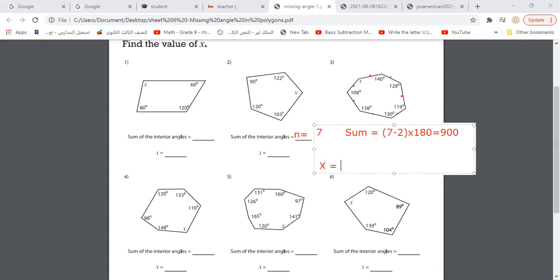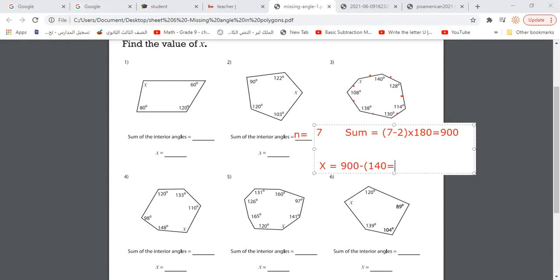How will we find the value of x? How will we find the value of x now? The total number of all angles equals how many? We add all the angles. Okay, the total of all the angles in the polygon was 900, right? We will put the total number, minus, and then collect all the angles in front of you now.